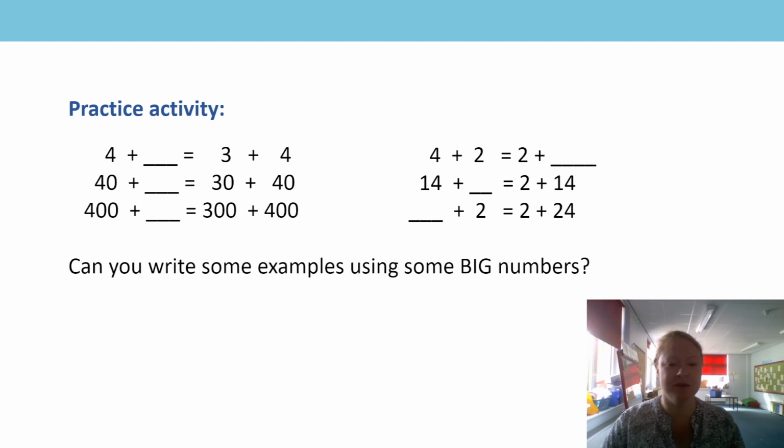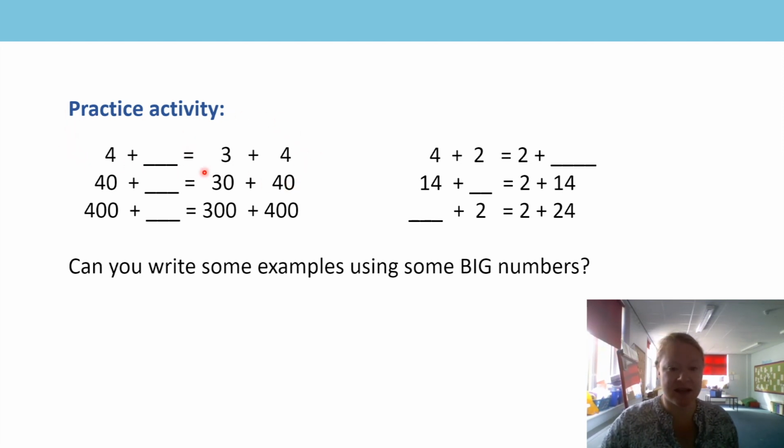Okay, so we know that if we change the order of the addends, the sum remains the same. Now we haven't got a sum on here, have we? We've just got number sentences that are equal to each other. So we know we need to just change the order of the addends. So let's have a look. Let's have a look first at this one.